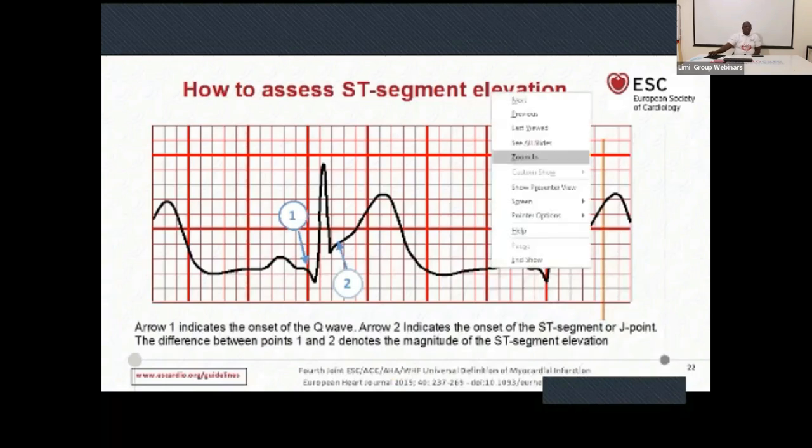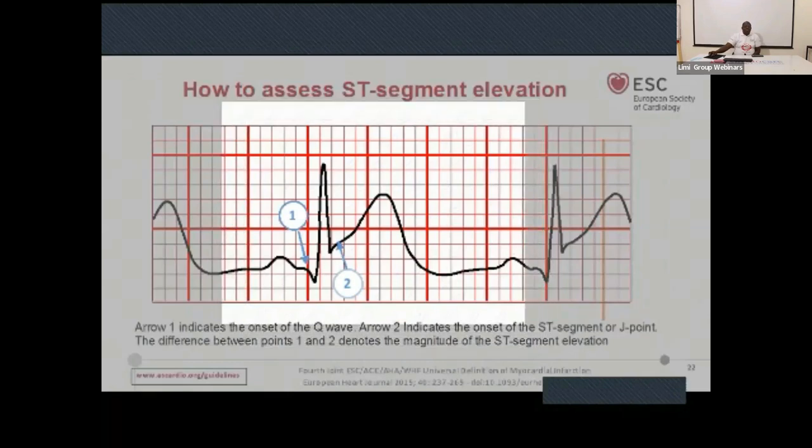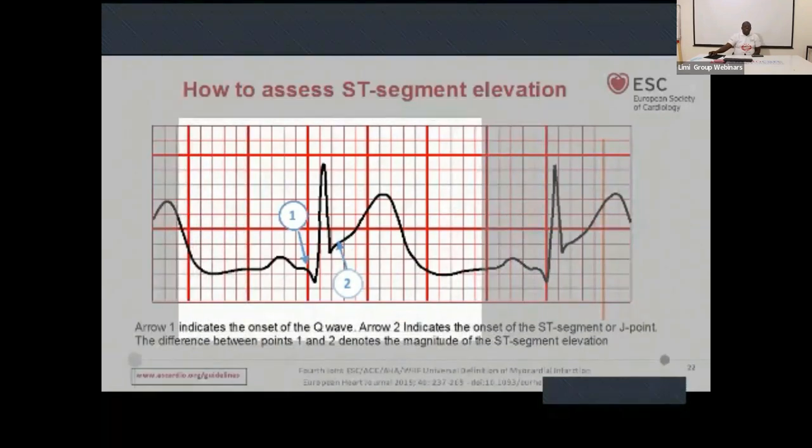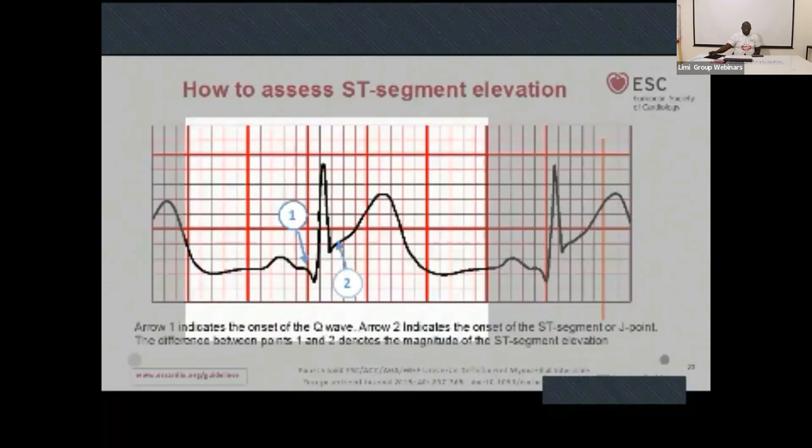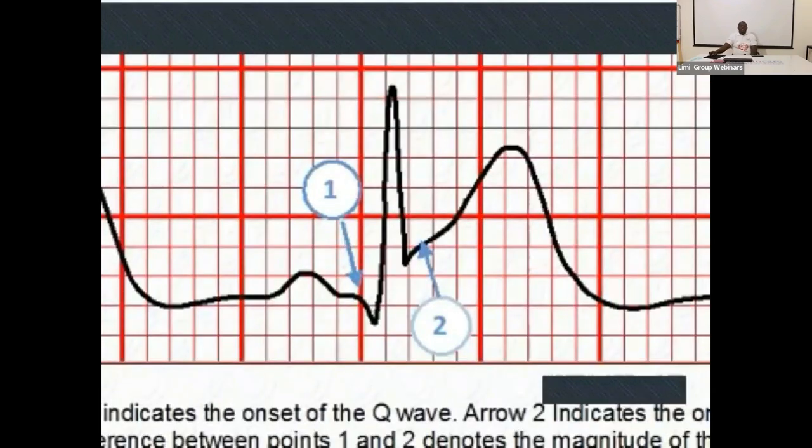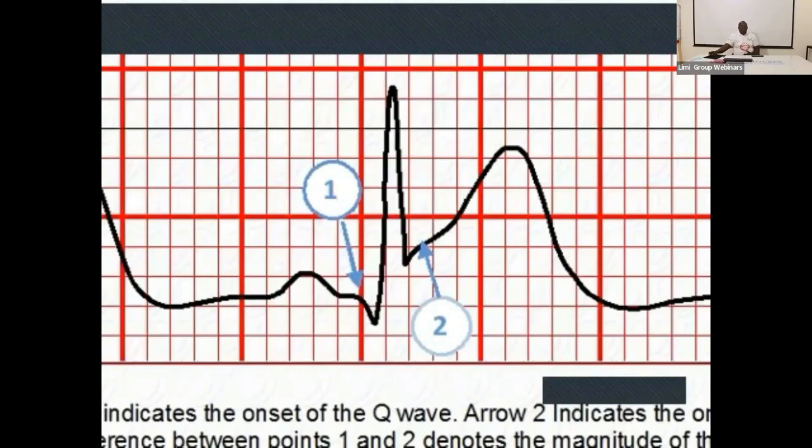So this is what we're going for in the ECG, the ST segments. That is the number 2. And what we're looking for is the ST segment: is it elevated? Our reference point is that number 1, the line joining the P wave with the T wave. So we're now going to look for our ST segment elevation starting from the J point.